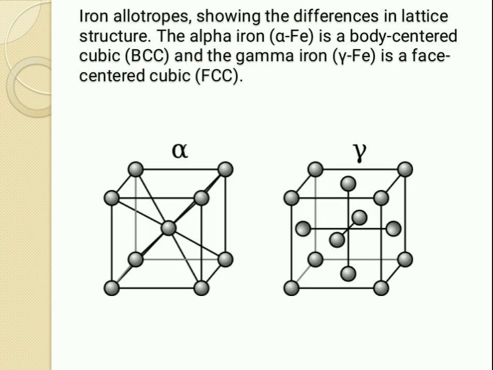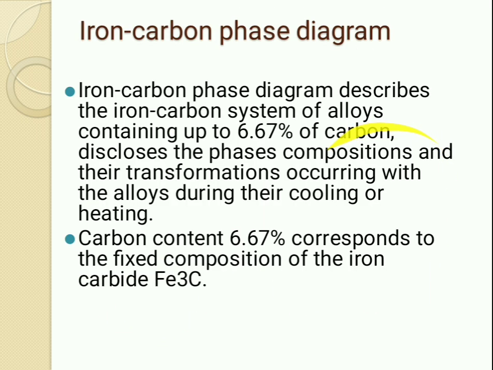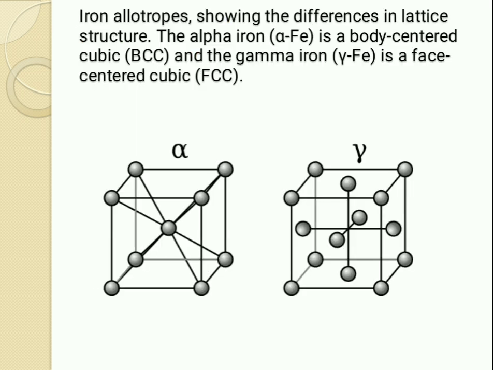Then we can see the various crystal structures. BCC means the body centered cubic structure, where atoms are at the 8 corners of the cube and one atom is at the center. It is called a BCC structure or a body centered cubic structure.